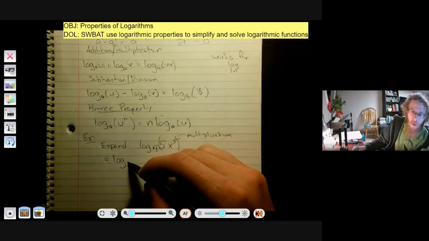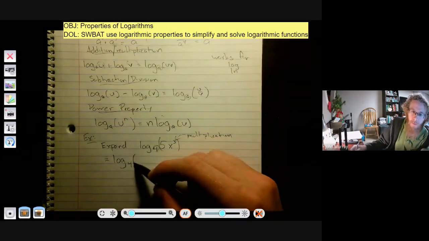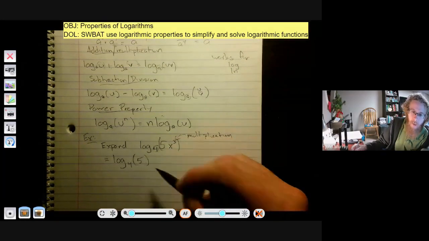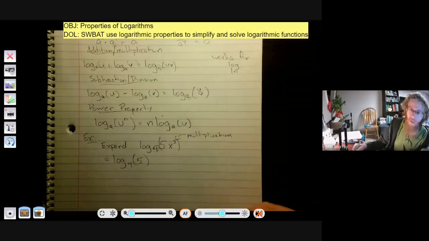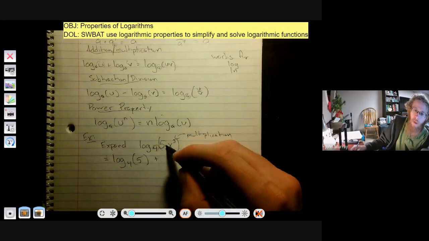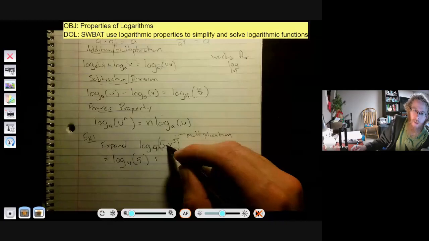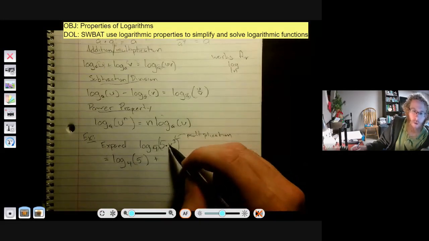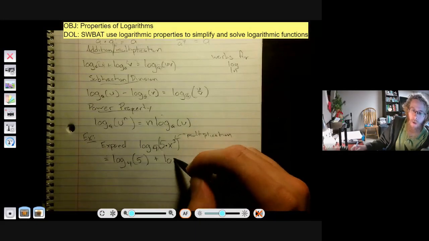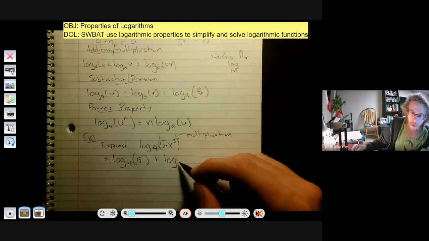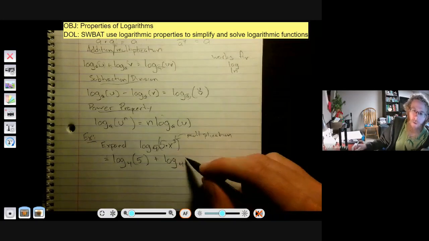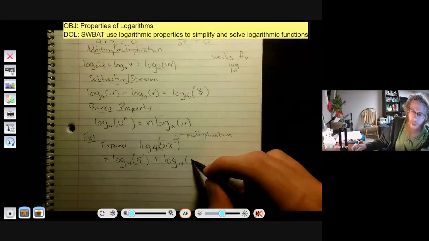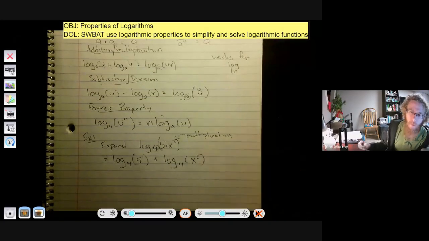So I have to keep the same base. So I'm going to have log base 4. And the first part I have is 5. Then I'm separating the multiplication. Right? You can draw on the multiplication if you want to show the separation. I'm going to separate that with a plus sign. I have another log base 4. And my remaining term, my other term, is x to the third.